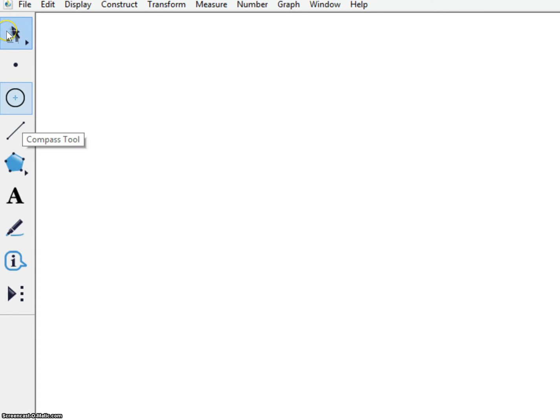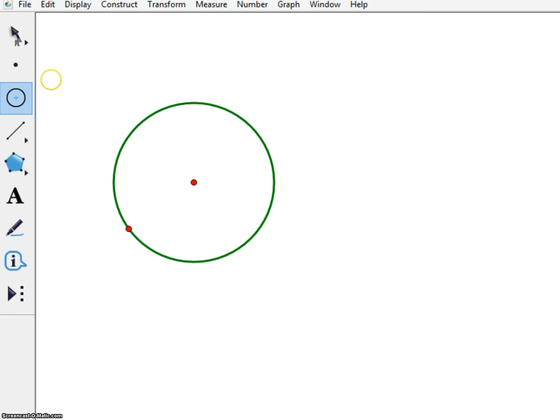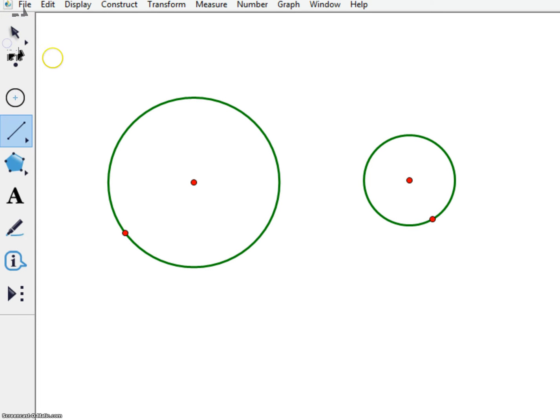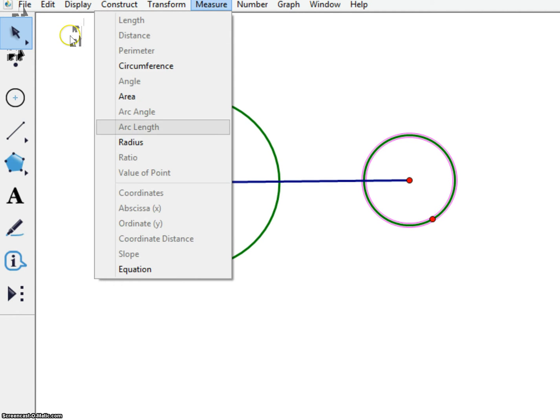Alright, my goal here is to create two arbitrary circles and find all the tangents between them. So here are my two arbitrary circles. And I'm just going to construct a line between them. At this point, I just want to get a quick measure of these radii.